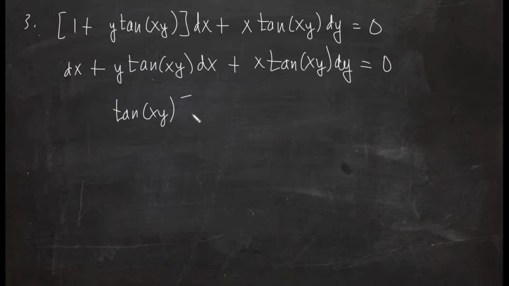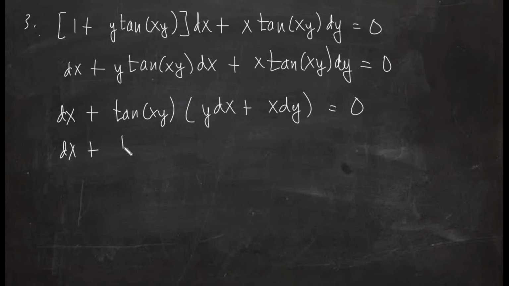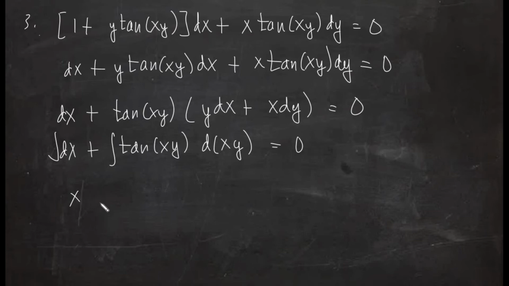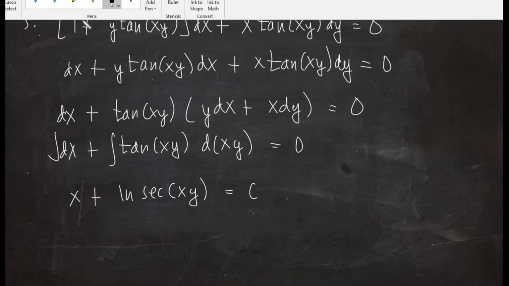and we would have quantity y dx plus x dy inside the quantity. So this will be dx plus tangent xy times... Now, this one can be simplified as the differential of xy. So we can now integrate and simply apply just the integral of tangent u, and we know that the integral of tangent u is equal to the ln of secant u. So we'll have x plus the ln of secant xy is equal to c. And that is our final answer.